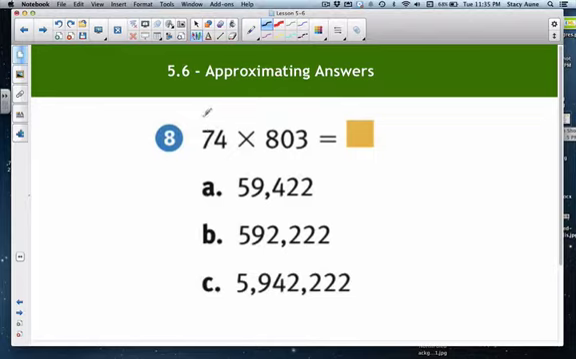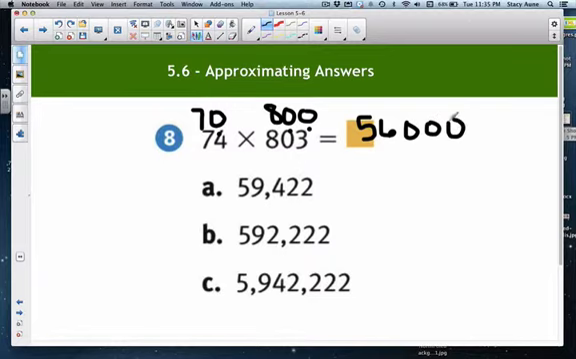74 times 803. We might be tempted to round this to 75, but let's make it a nice even number. Remember, we're working with multiples of 10. So when I do round this, I'm going to get 70, and with this one, I'm going to get 800. 7 times 8 is 56, and let's count the number of zeros. We've got 3 zeros. There's only one answer that makes sense here. This one's way too large. This one's way too large.